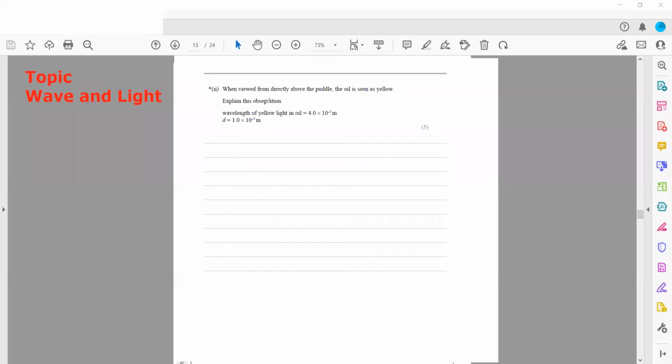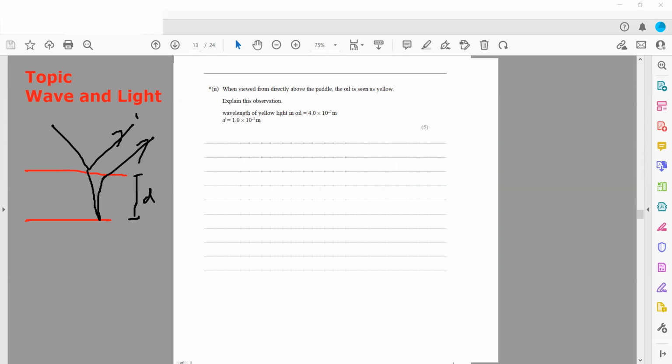When we observe this light from above the puddle, the oil is seen as yellow. We have to explain this observation. The light ray strikes the surface, part of it bounces back from the surface, and part of it enters and then bounces back. And we are observing a yellow color. What is the reason why we are observing yellow here? So we have to find the path difference. Because see, this distance is d. So what is the extra distance?